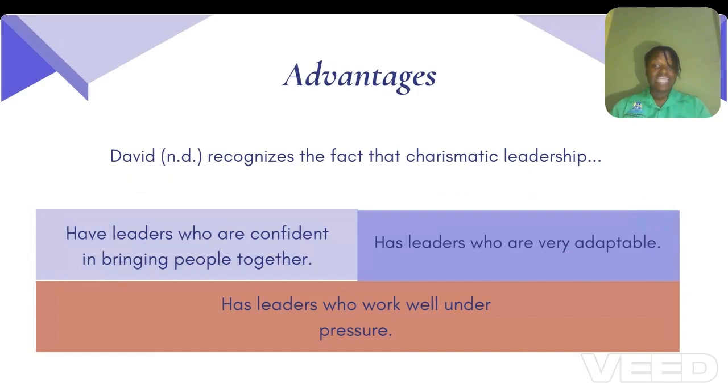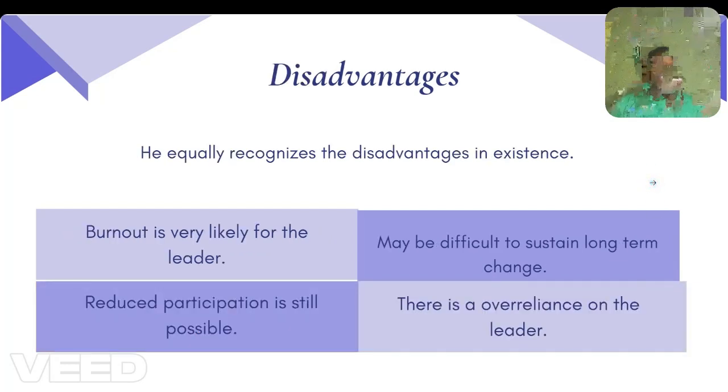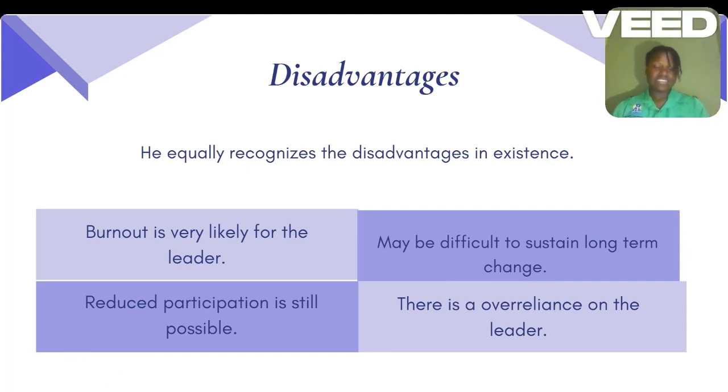So on the bright side, the leaders are able to bring everyone together, so work can be done. The leaders can work well under pressure as well, and of course, there's some adaptability that comes with it. On the downside, burnout is very likely. It may be difficult to see long-term change with this leadership style, and there is an over-reliance on the leader because we're looking at the energy of the leader or the level of charisma. So that's a downside.